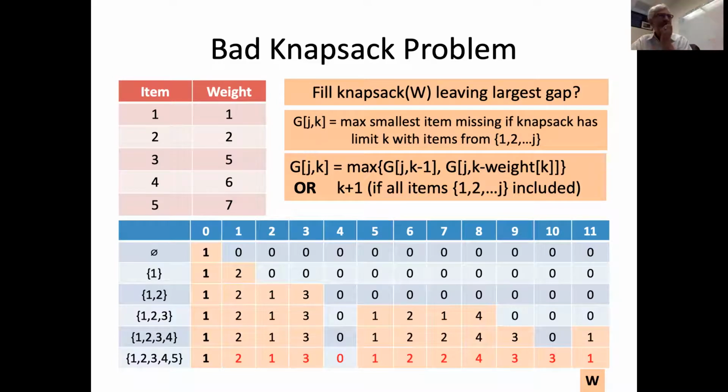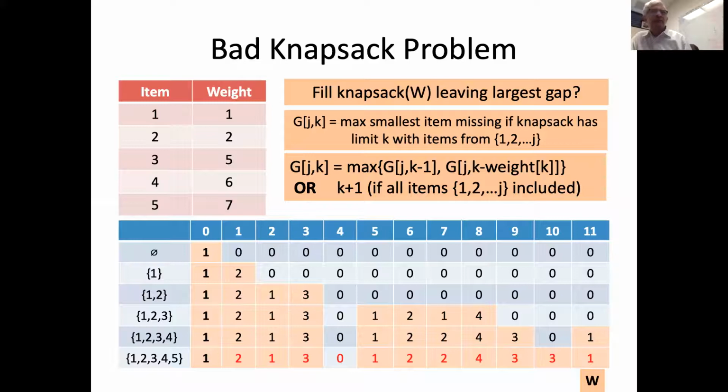No, sorry, did I say that right? Wait, did I say this right? Yeah. Sorry, I actually got that wrong. W can be achieved by taking 5 and 6. And so therefore the smallest numbered item that's missing is number 1. So therefore there's no gap. You've filled it up to capacity.